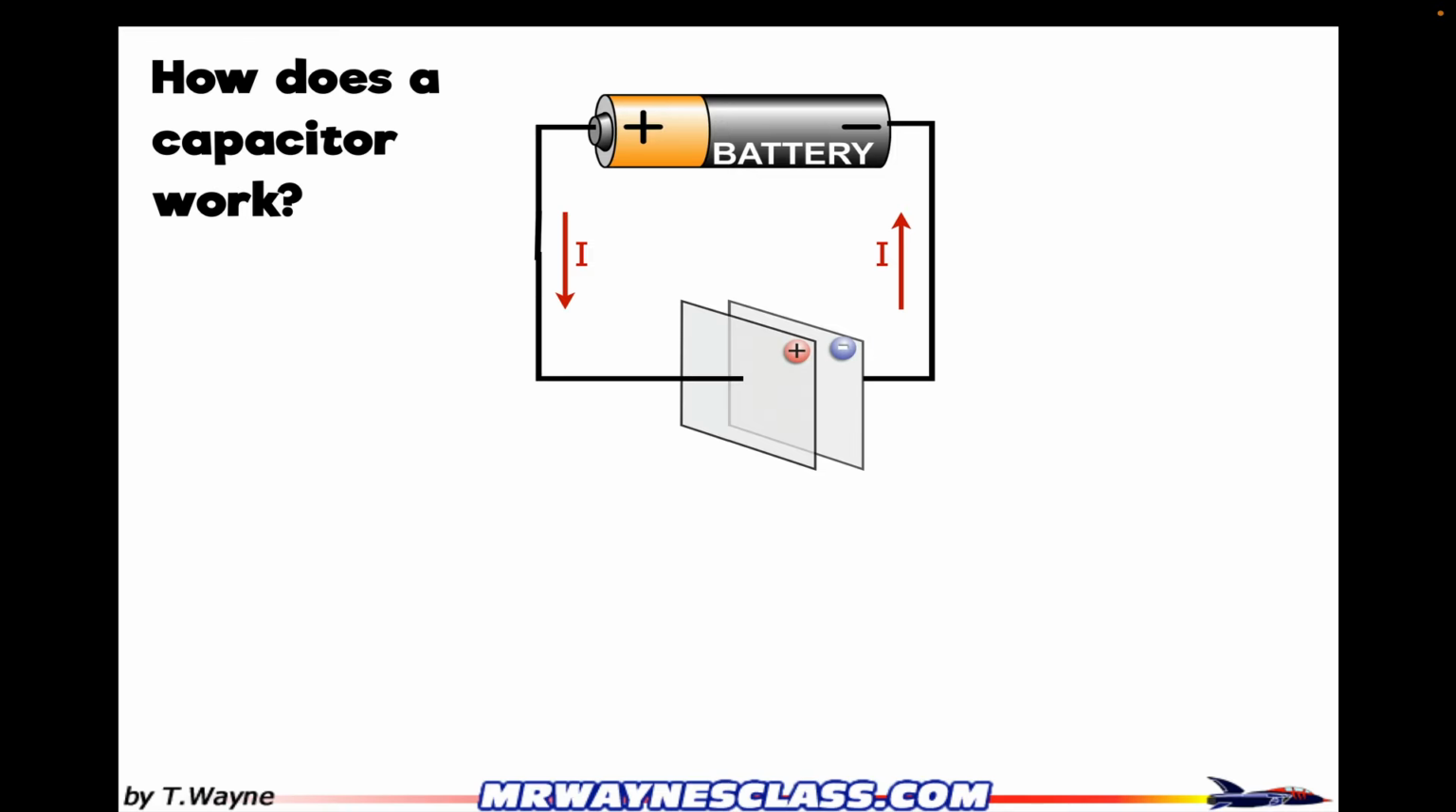Then the charges begin to build up on the plates. First, I'll get a positive charge on the left plate, and that will repel a positive charge from the right plate to go to the battery, leaving behind a negative charge. And then the same thing will happen again, and another charge comes on, and another charge comes on. So physically, charges are beginning to fill up on the plates.